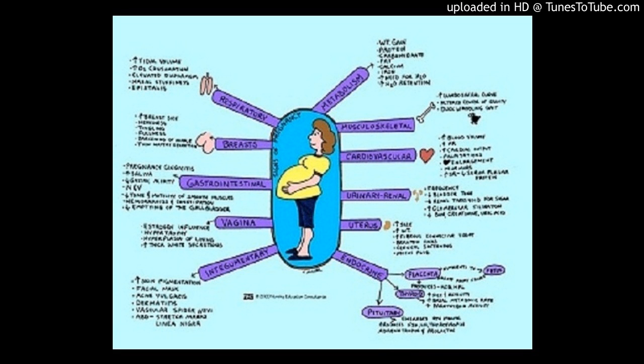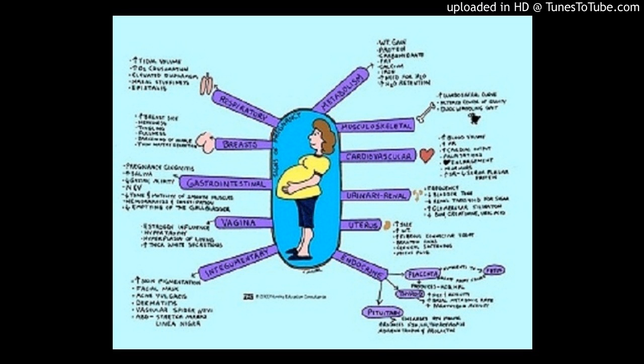All right, skin. A lot of times we have lots of different changes going on with our skin. The linea nigra is the dark line in the middle of the abdomen, and it usually goes from the symphysis pubis up to the umbilicus, or it can go all the way up. Okay, so there's a wives' tale: if it goes to your belly button, it's a girl, and if it goes all the way up, it's a boy.